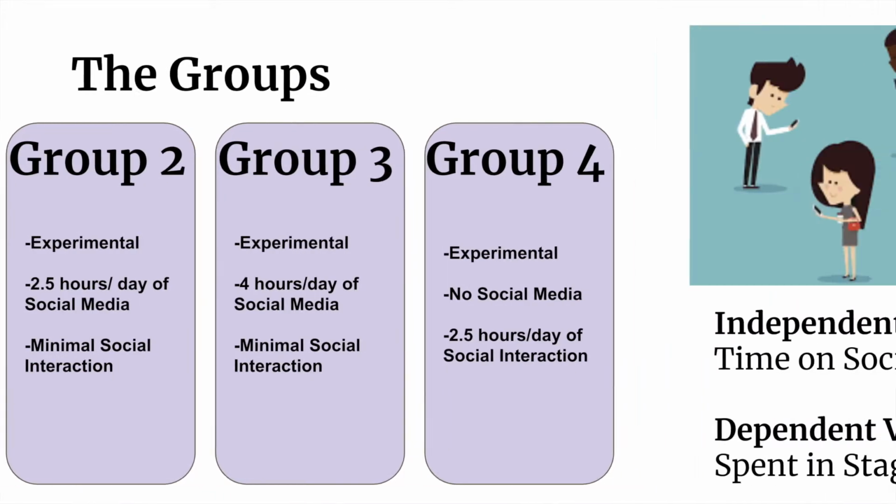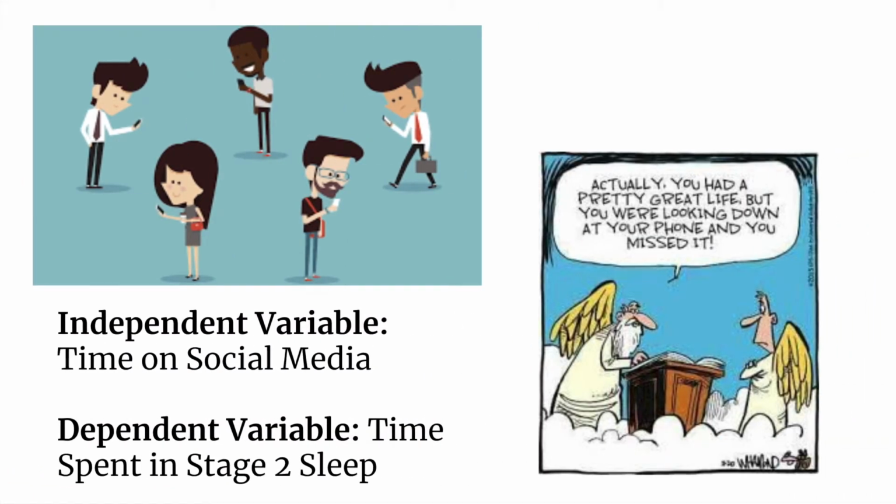Based on this, you can see that our independent variable is time spent on social media and the dependent variable is how long the participant spends in stage 2 sleep. A confounding variable here would be the amount of time spent on the phone in general. We are going to control for that using statistics and the data recorded from an app on their phone.